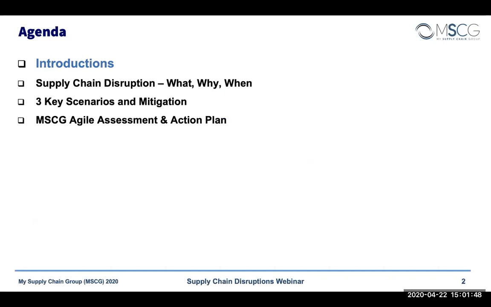Quickly, the agenda. We will go through the introductions of the two speakers here, and then we will start looking into the supply chain disruption aspects of what is happening, why it's happening, how long we think the disruptions are going to last, and their impact. Then we will go through specifics of three key scenarios and how companies can handle those situations of disruption, and the kind of mitigation strategies they can employ to mitigate their risk. And toward the end, we will also discuss My Supply Chain Group's methodology of agile assessment and action plan to counter these disruptions in a significant manner, with short-term, mid-term, and long-term plans.